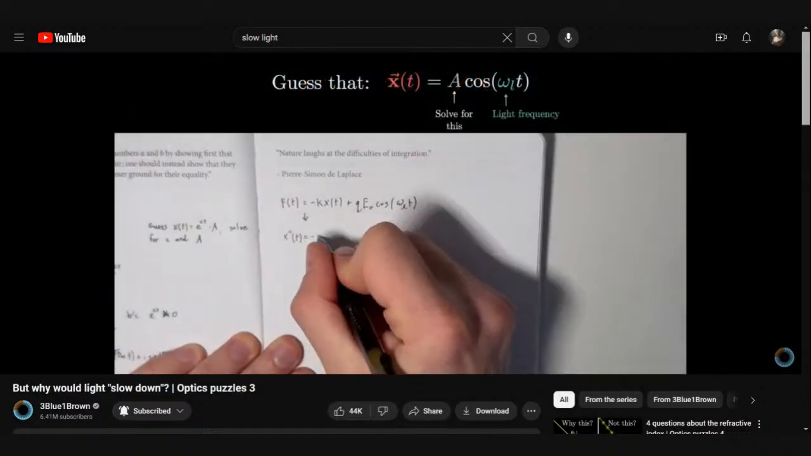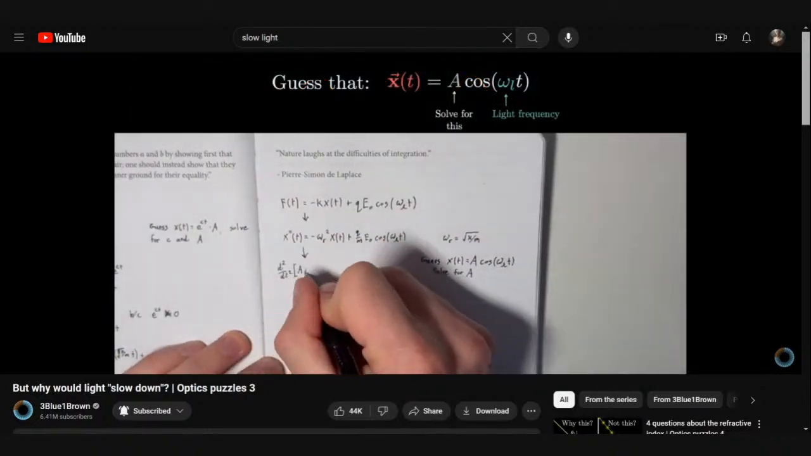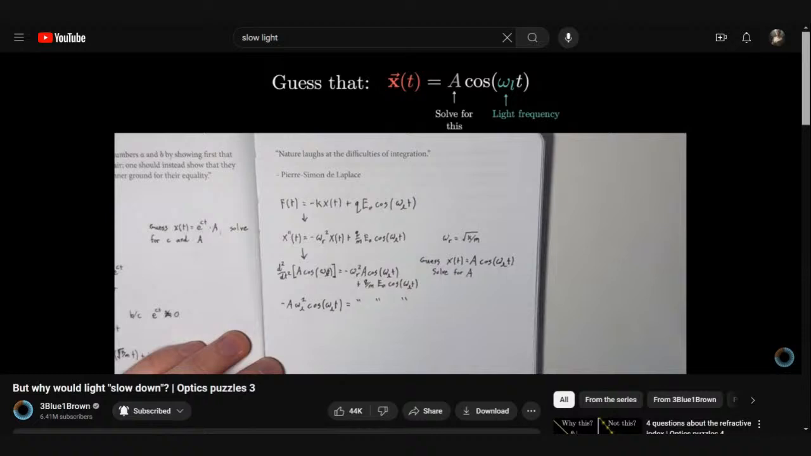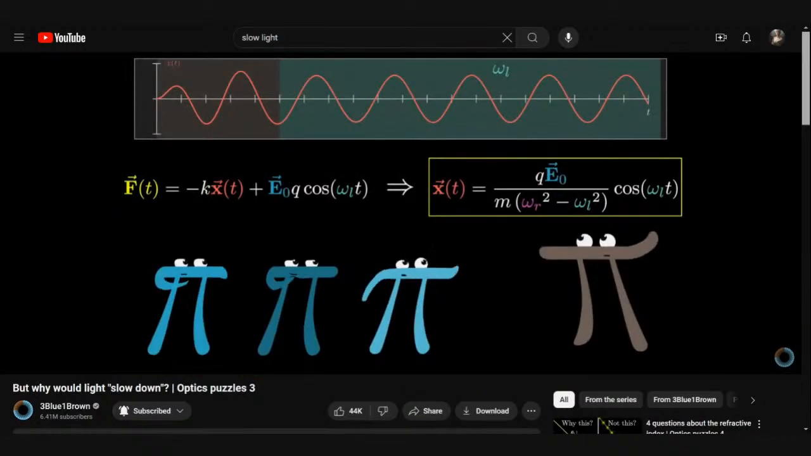Again, I won't go over the full details of solving this, but any eager calculus students among you might enjoy going through the exercise where if you just guess that a solution looks like a cosine wave with the same frequency as the light and you solve for the amplitude, you can get a concrete solution to this equation that looks like this. This is worth unpacking for a bit, and just to be clear, this is only describing things in the steady state, after things have kind of gotten up and going.